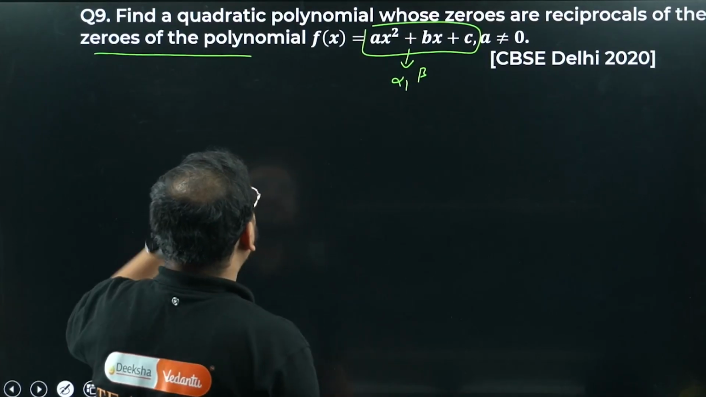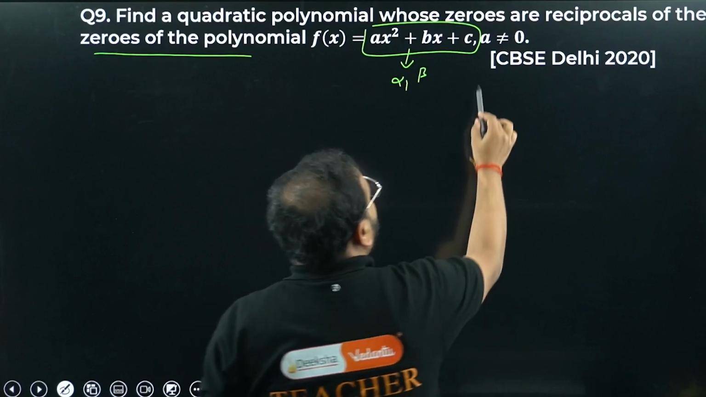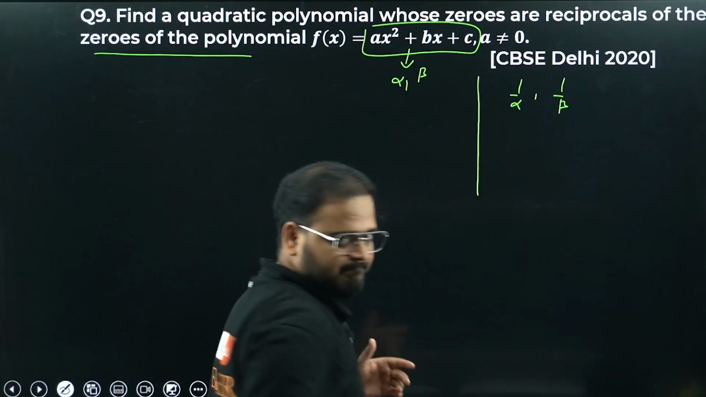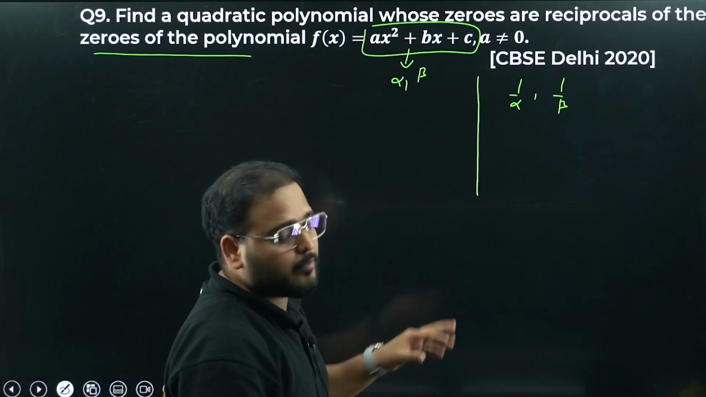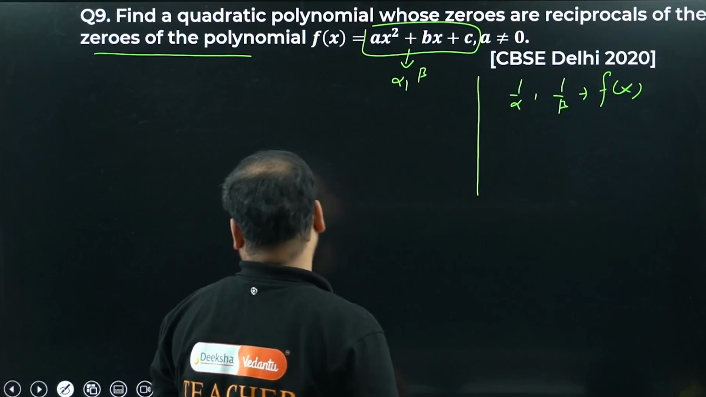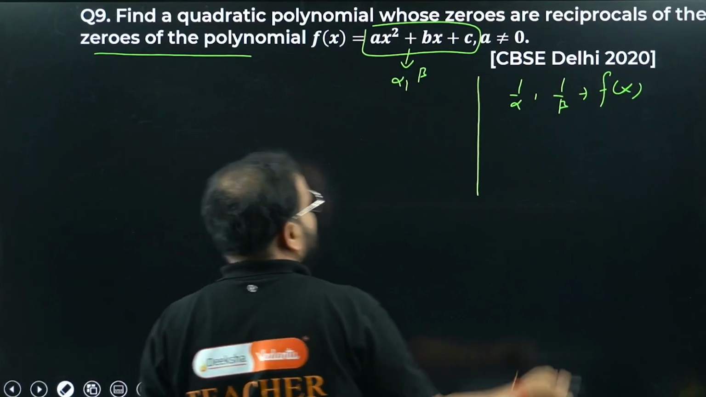They're saying that there's another polynomial. For that, the zeros are 1 by alpha and 1 by beta. They're asking us to find another polynomial. Let's call the polynomial f of x. Find the polynomial. Okay, not this, this is f of x, right? So write this polynomial to be simply p of x.